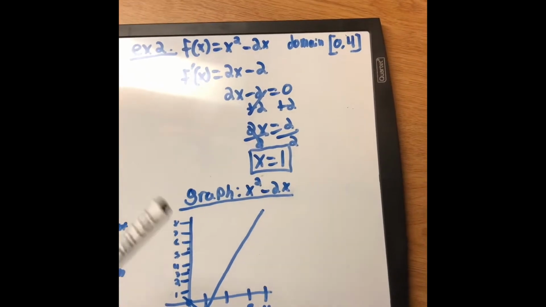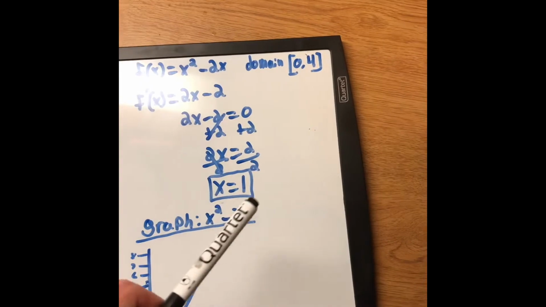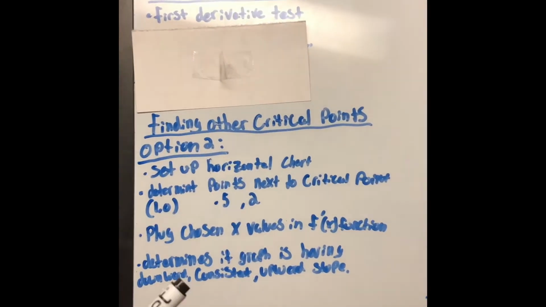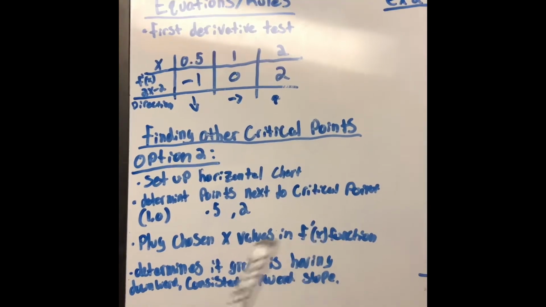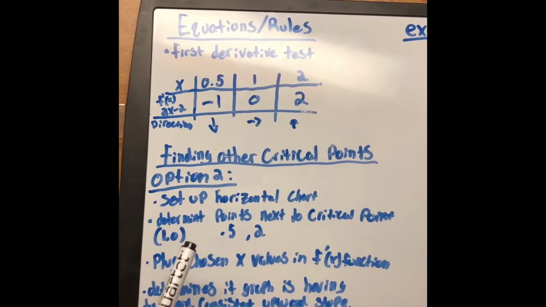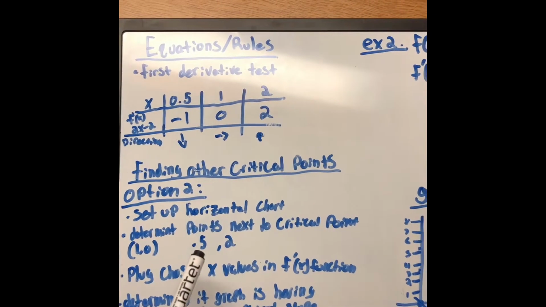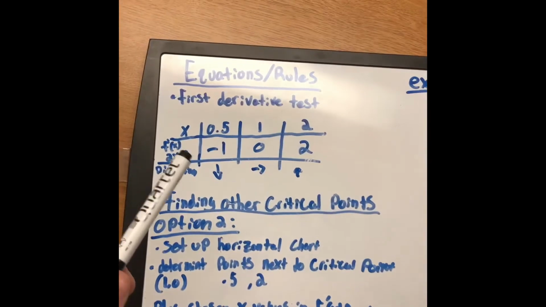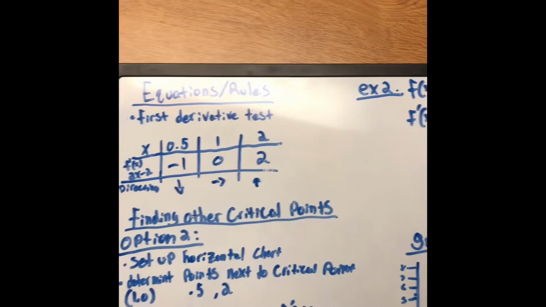Here's the same equation with the graph drawn out. Keep in mind, the critical point was (1, 0). So for option 2 of finding other critical points, you're going to set up a horizontal chart like this. You're going to determine points next to the critical point. Our critical point was (1, 0). A point to the left will be 0.5 and on the right will be 2. So up here we have our x values: 0.5, 1, and 2.